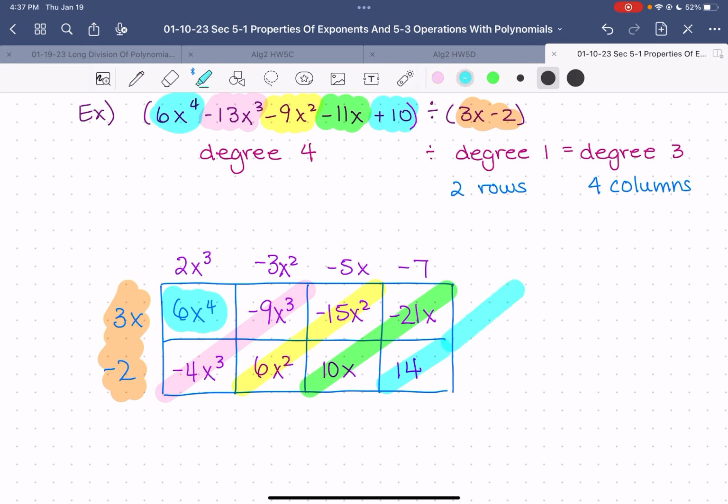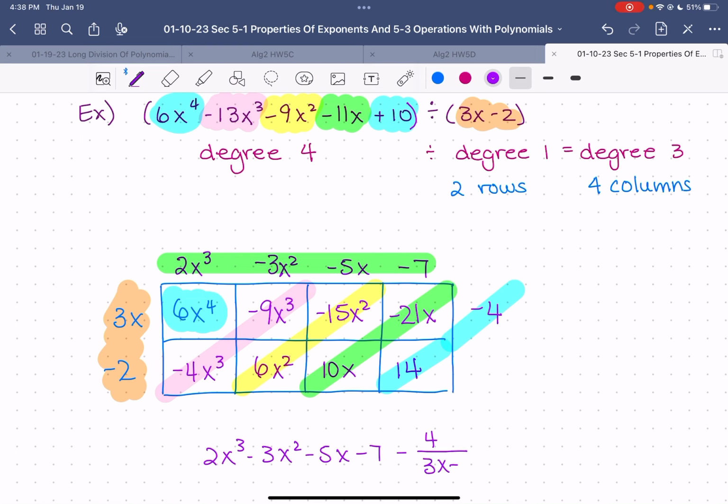Imagine if you were going outside the box, that's where your remainder is going to go. What do you add to 14 to get 10? You're going to need a negative 4. So that's your remainder. And then you're ready to read your answer. So this is your quotient: 2x cubed minus 3x squared minus 5x minus 7. Put your remainder over your divisor, and you have your answer.